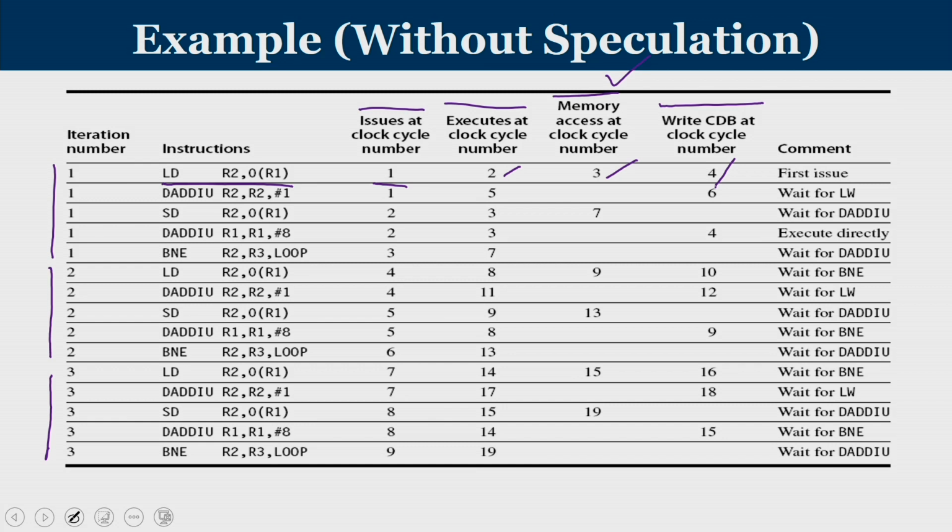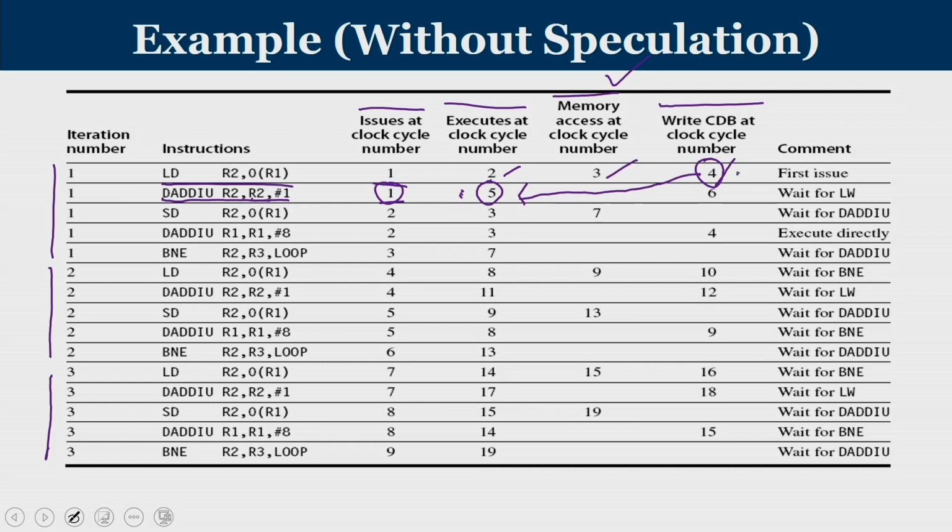Now since I am using multiple issue, the second instruction also I am going to issue in cycle number 1, but I cannot execute it because the second instruction is operating on R2, and that value is available only at clock cycle number 4. So even though I issue the second instruction at clock cycle number 1, it will start execution only at clock cycle number 5 because of the dependency. So this will happen only after this clock cycle.